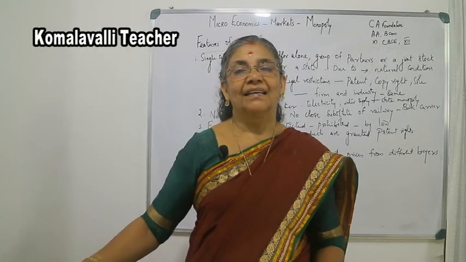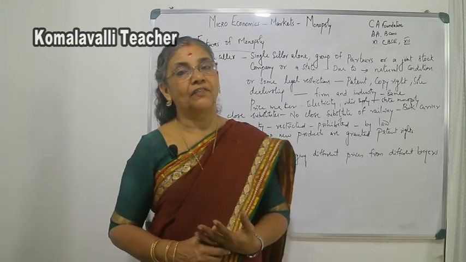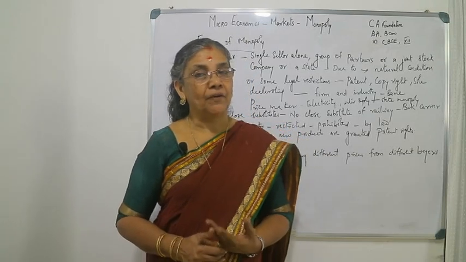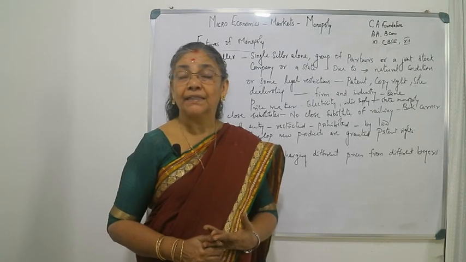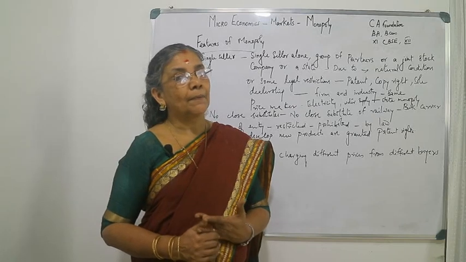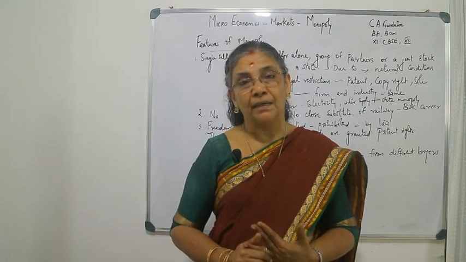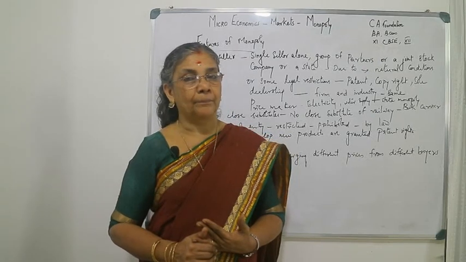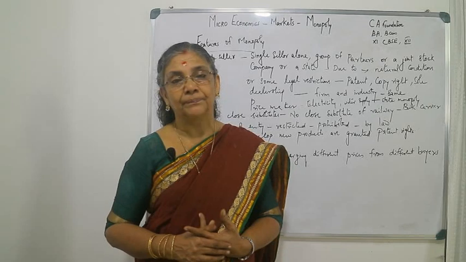Namaste. Last session we learned perfect competition, its features, price output determination, the shape of the average revenue curve and marginal revenue curve, and price output determination in the short run and the long run. There, the price of a commodity under perfect competition is determined by the forces of demand and supply. When demand and supply intersect each other, the price of a commodity is determined.